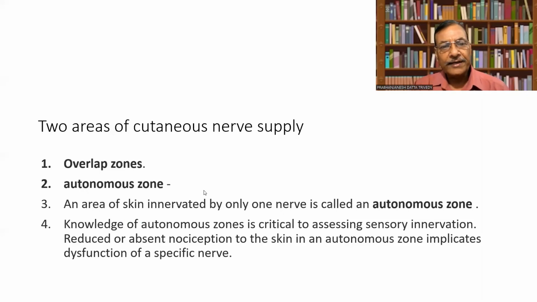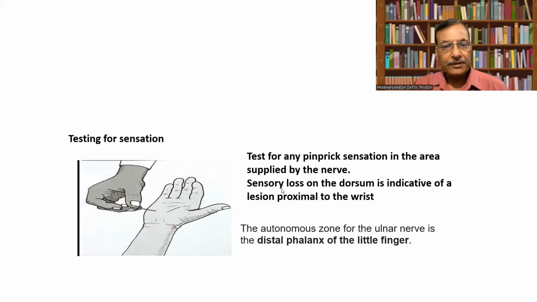Remember, there are two areas of the cutaneous nerve supply. One is called overlap zone and another is autonomous zone. An area of the skin innervated by only one nerve is called autonomous zone. Knowledge of the autonomous zone is critical to assessing sensory innervation. Sensory loss on the dorsum is indication of a loss proximal to the wrist. Remember the autonomous zone for the ulnar nerve? It is the distal phalanx of the little finger.